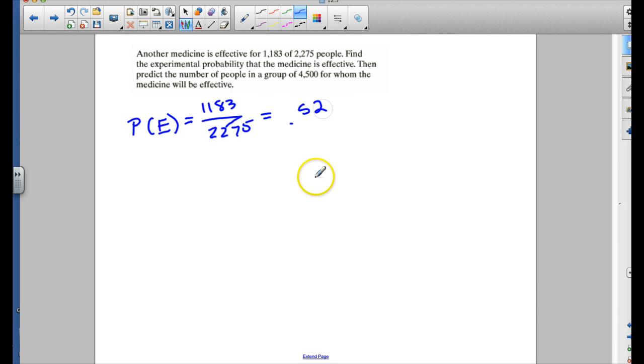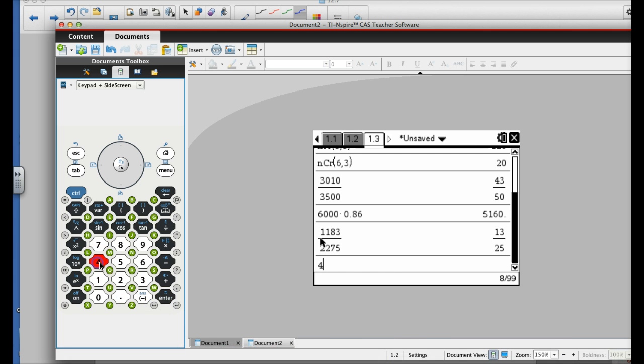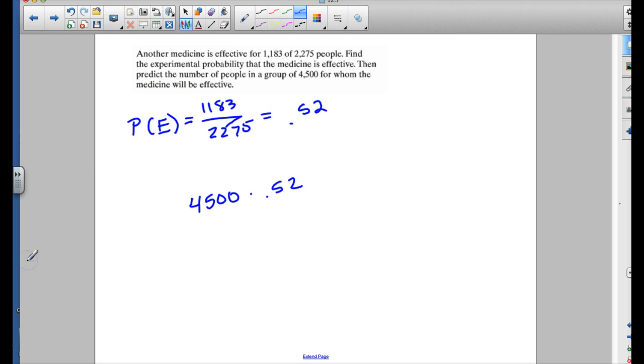So this was not as effective. It was only 52% of the people. Then it says predict the number of people in a group of 4,500. Well, we're going to take that decimal, 4,500, times 0.52. Going back to my calculator, 4,500 times 0.52, it should be about 2,340. So about 2,340.